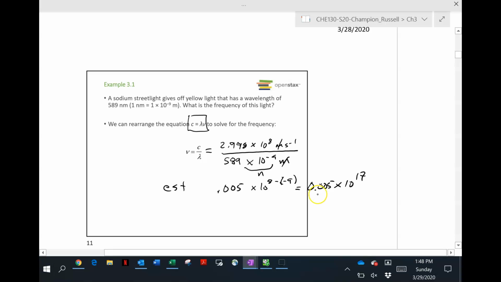All right, so I want to get this so it's in the right form. If I go 1, 2, 3 that way, I'm multiplying that by 10 to the third, so I have to divide the 10 to the power. I have to basically subtract 3 off of that. So that's 5 times 10 to the 14 seconds to the minus 1. So that's my estimate. Let's see how I do. Hitting enter on my calculator, I get 5.10 times 10 to the 14th seconds to the minus 1. So not far off at all.